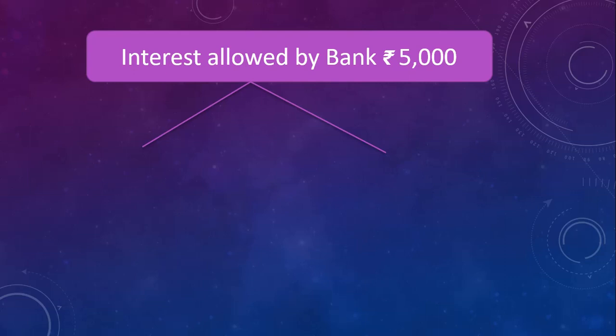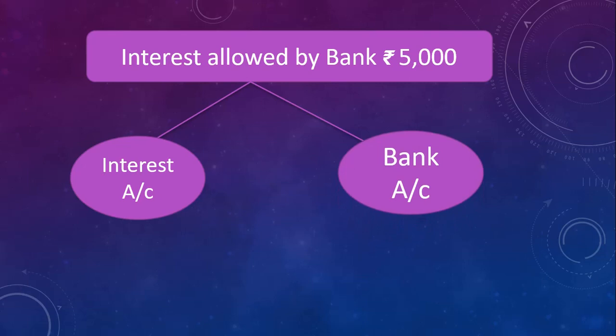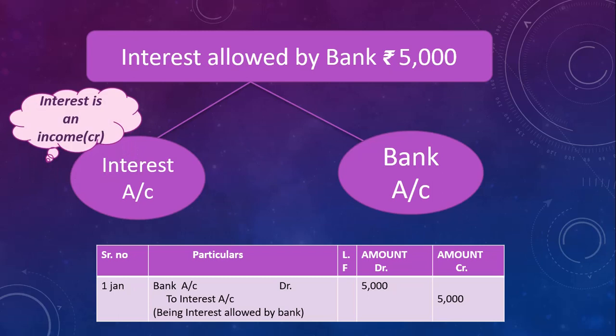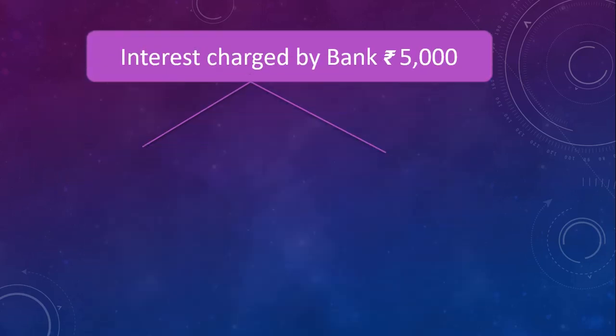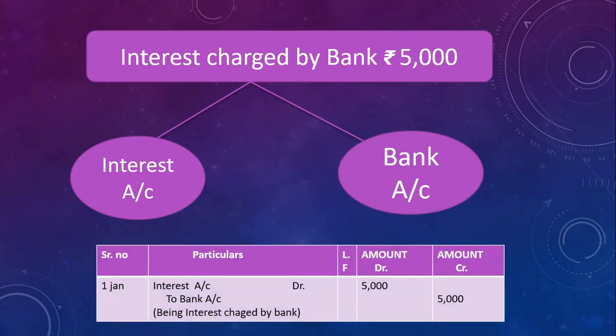Interest allowed by bank means bank has given us interest. It is an income for the business. So the entry will be bank account debit to interest account. Interest charged by bank. Here interest is an expense for the business because bank has charged interest from us. So the entry will be interest account debit to bank account.